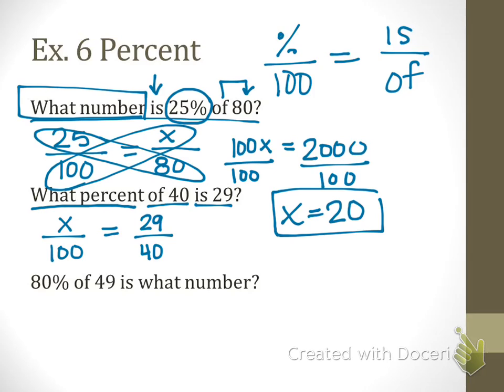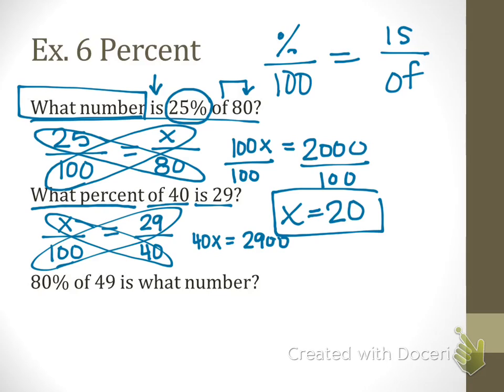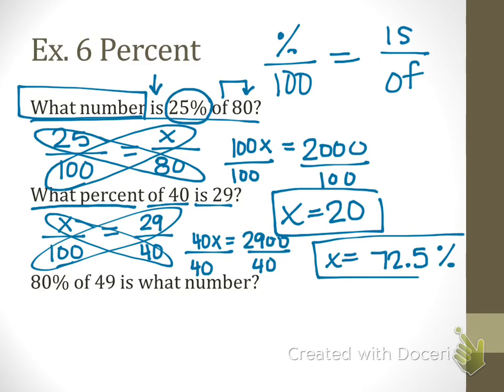Then I just cross multiply. x times 40 is 40x. 29 times 100 is 2,900. And I just solve for x. So I divide by 40. And I get x equals 72.5. And what were they looking for in the beginning? The percent. So I know it has to be 72.5%. Okay?